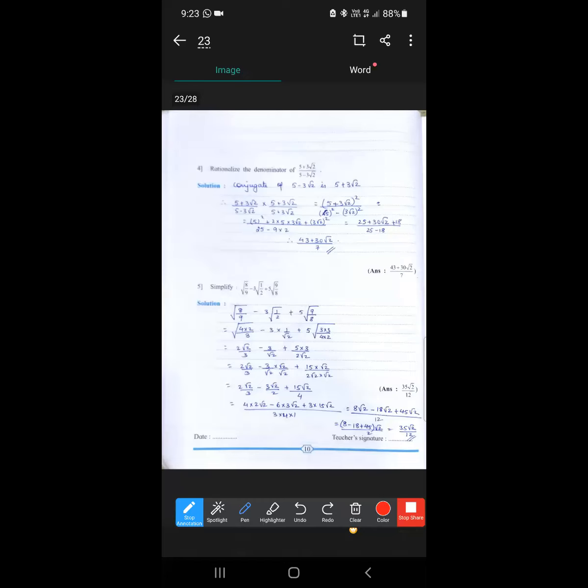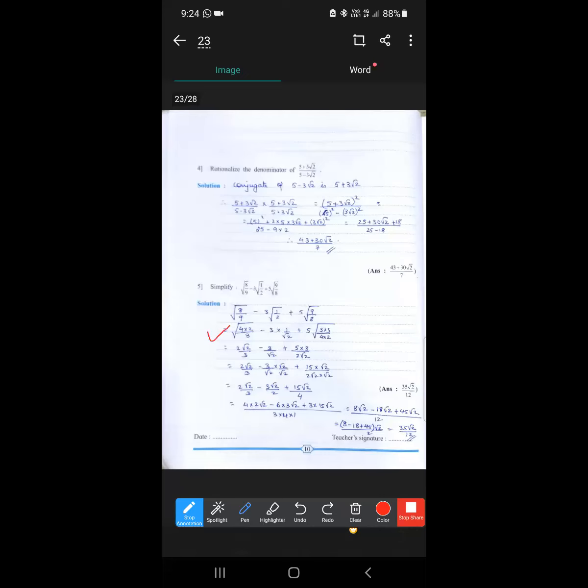Again, it is a simplification part. So under root 8 upon 9 minus 3 under root 1 upon 2 plus 5 under root 9 upon 8. So you need to simplify this question. How will you go for it? Now 8 can be written as 4 into 2, upon 3, because the square root of 9 is 3. Then minus 3.